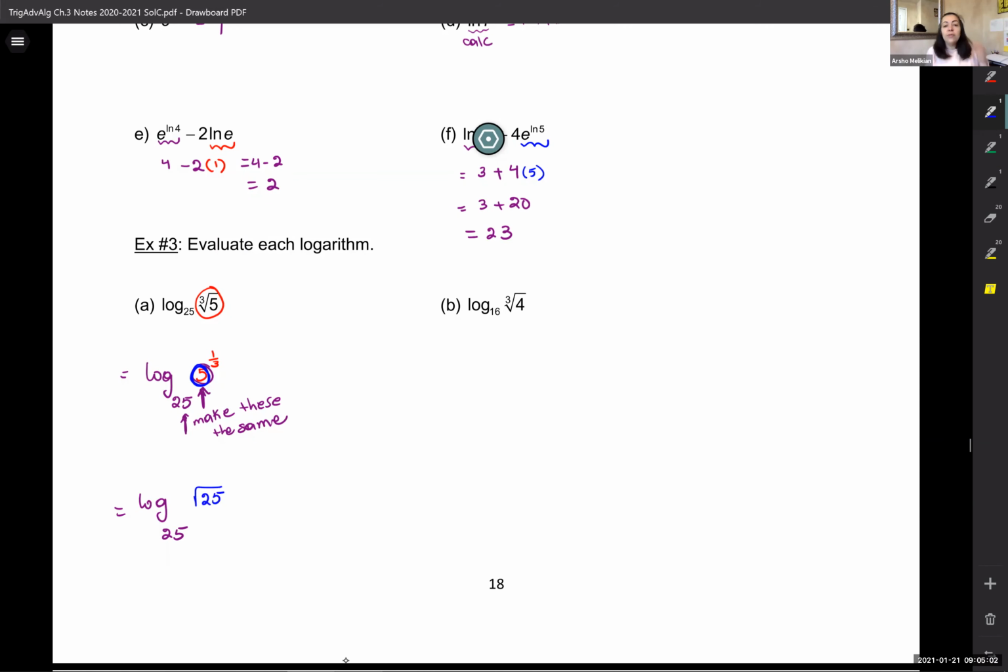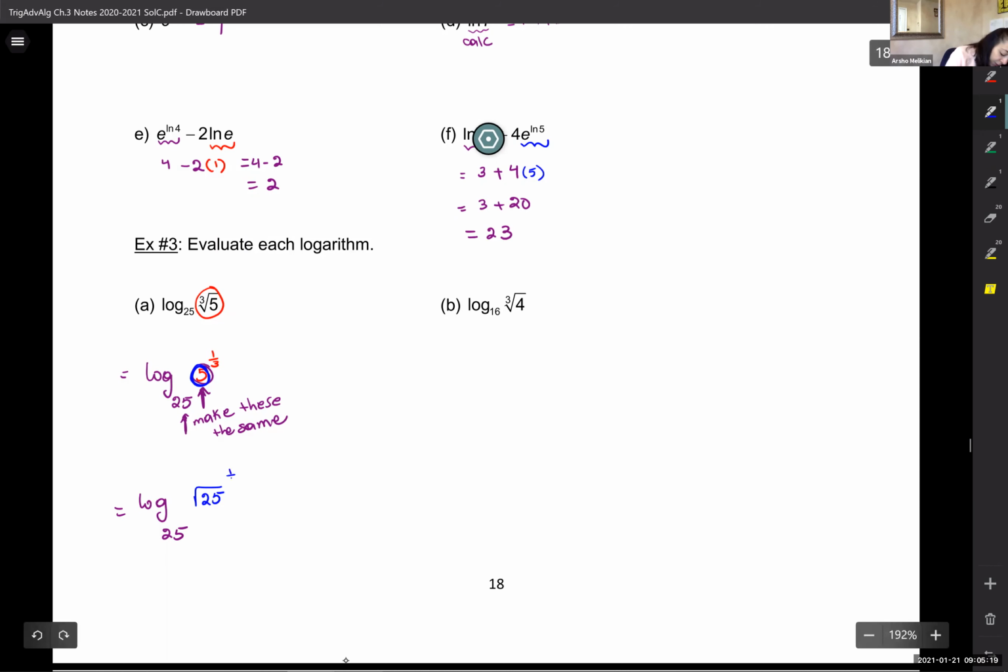So in other words, if somebody is 8 years old, and you ask them, hey, how old are you? They can either say, I'm 8 years old, or they could say, I'm the square root of 64 years old, right? Same number, okay?